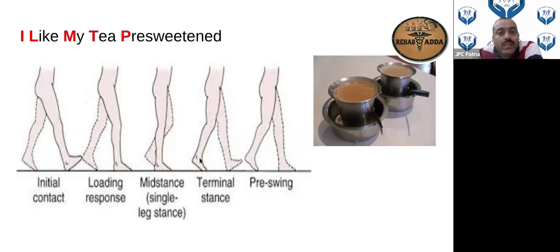What is happening to the ankle? If you see, the angle is increased, so it is a bit of plantar flexion. Now come to the pre-swing.